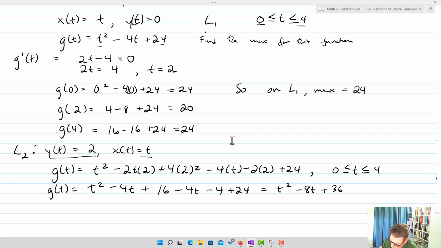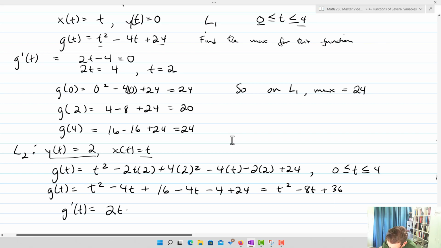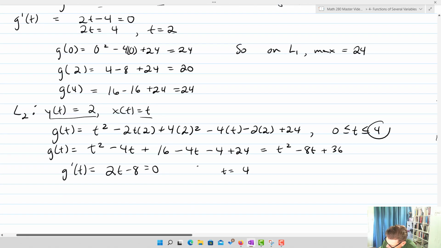Now I need to find g prime of t and set it equal to 0. g prime of t is equal to 2t minus 8, and we set that equal to 0, which means t has got to equal 4. Well, 4 happens to be one of the boundary points, so I don't have to check 3 values this time, just 2.